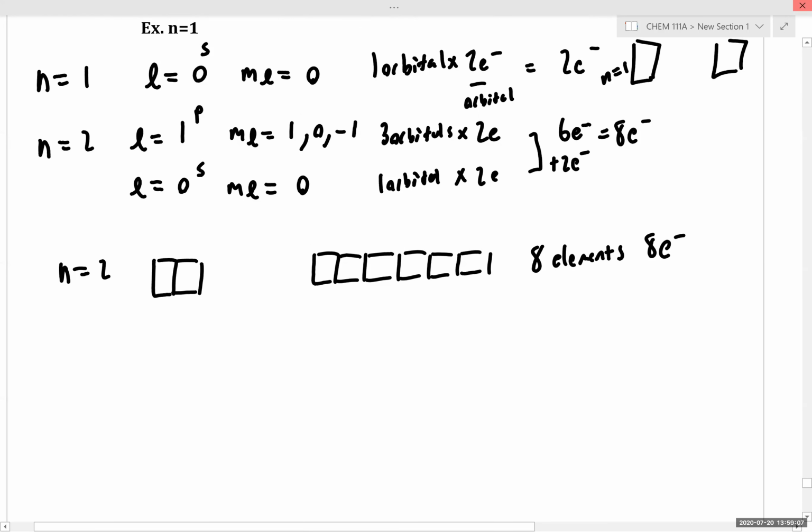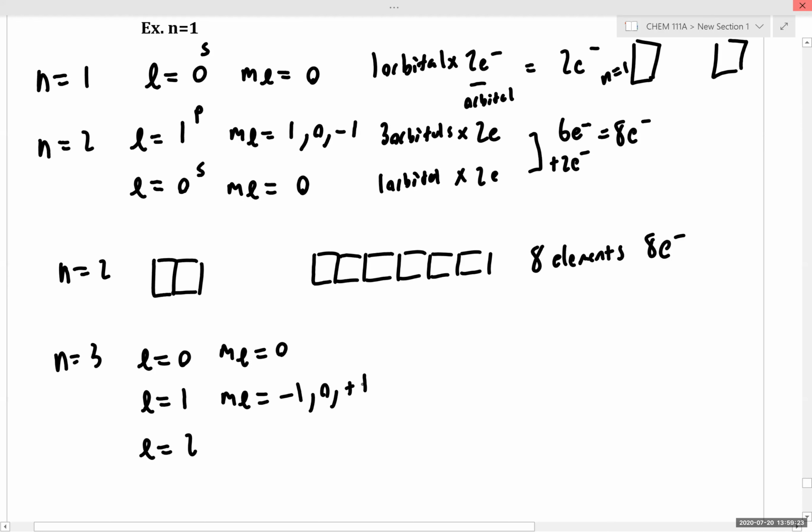Okay, so let's look at n equals 3. Here we have L equals 0, L equals 1, and L equals 2. That gives us ML values of 0 for L equals 0, ML values of -1, 0, and +1 for L equals 1, and ML values of -2, -1, 0, +1, and +2 for L equals 2.